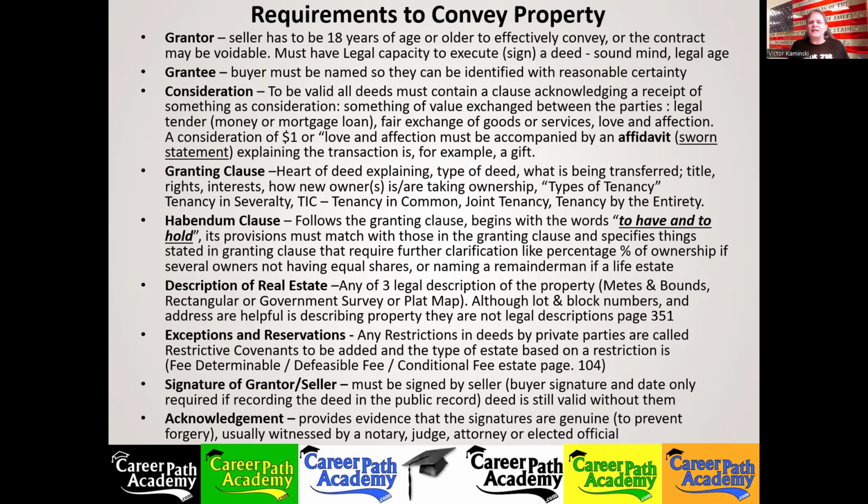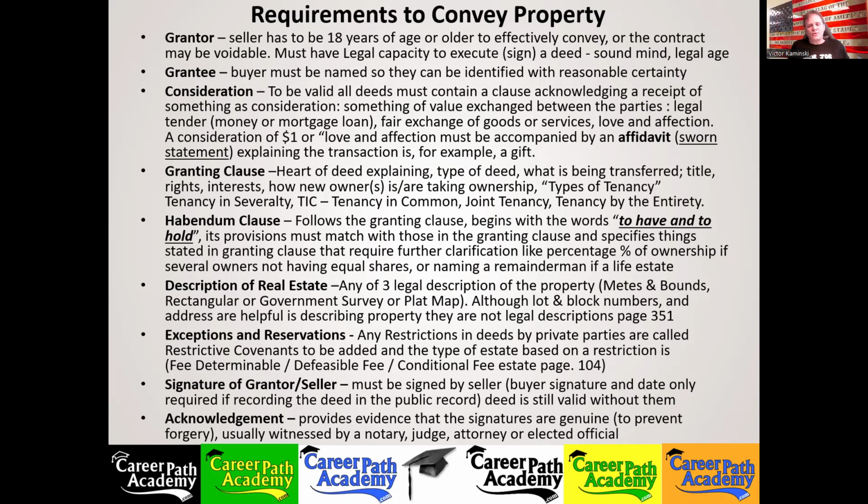So what is an acknowledgement? It provides evidence that the signatures are genuine and the person who signs it is the actual person that was named there. The purpose is to prevent forgeries. So this is usually witnessed by a notary, a judge, an attorney, or an elected official who can acknowledge documents.